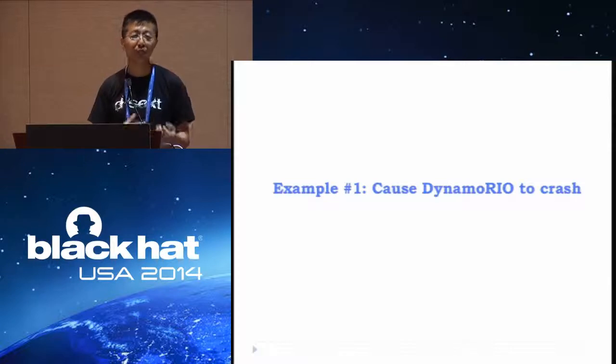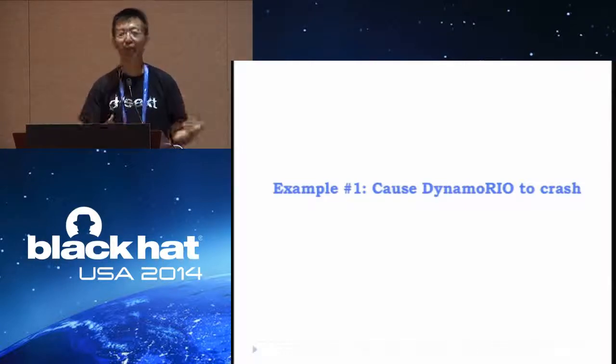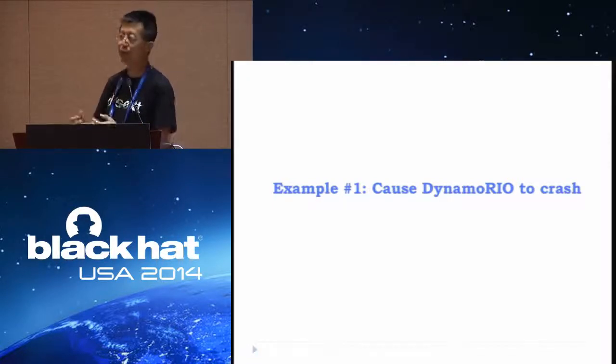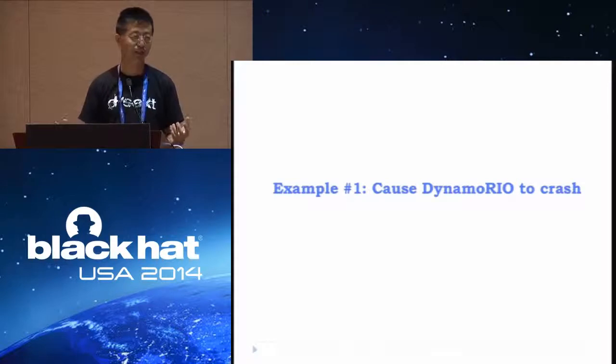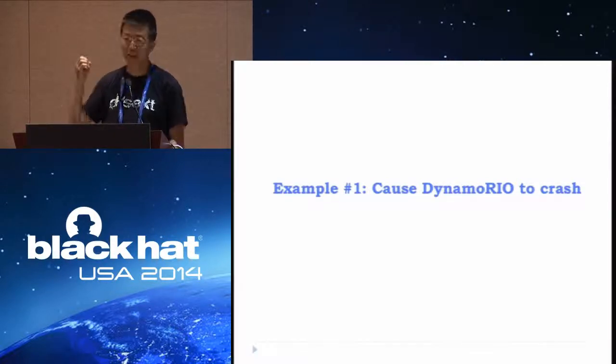If we can run our program, say it runs normally on the native platform, but if you run it under DBI, it crashes. If you can achieve that stage, obviously you can defeat the DBI. Now, how to do this? Well, you can try lots of fuzzing.